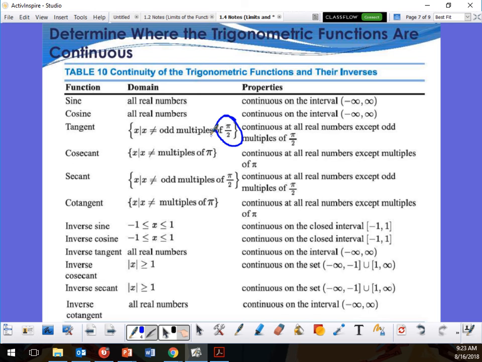So I have my cosecant right here. And similar for secant, but secant is undefined at every place that the x value would be 0, so the pi halves. Those are going to be undefined. Okay, so inverse, all that good stuff. Do I need to go through all this? No. It's in your notes if you need it.